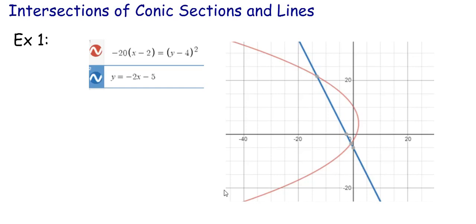Hi everyone. So in this video, I'm going to go over how to find the intersections of conic sections, namely parabola and hyperbola and lines. Okay, so you see here we have a parabola and a line. The parabola is expressed by this equation. The line is expressed by this equation. So we want to find these 2 points of intersection.